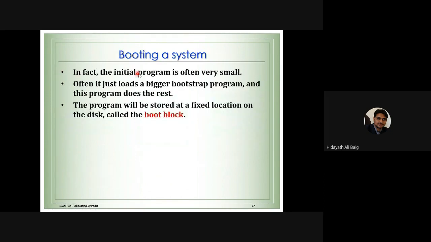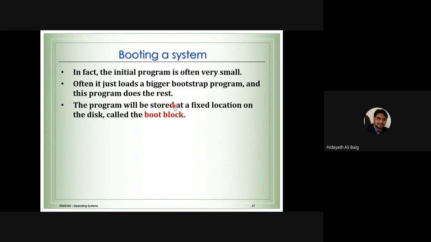So the initial program, which we talked about, the primary bootstrap program, is very small. Okay. What is that? Often it just loads the bigger bootstrap program, which is normally our operating system. Okay. And this program, the operating system, is actually going to do the remaining executions of the system. The program will be stored. Which program we are talking about? The secondary program or the big program. Okay, which means they are talking about the operating system.